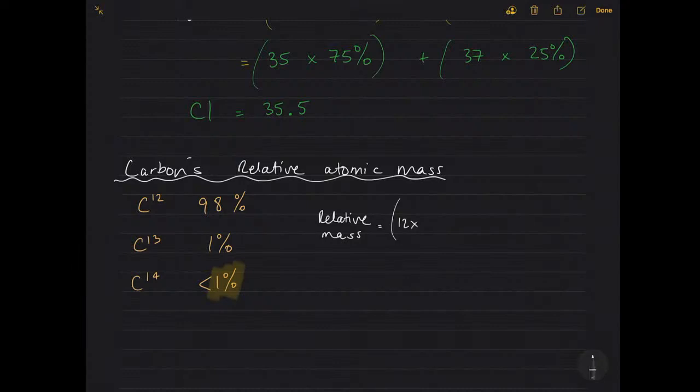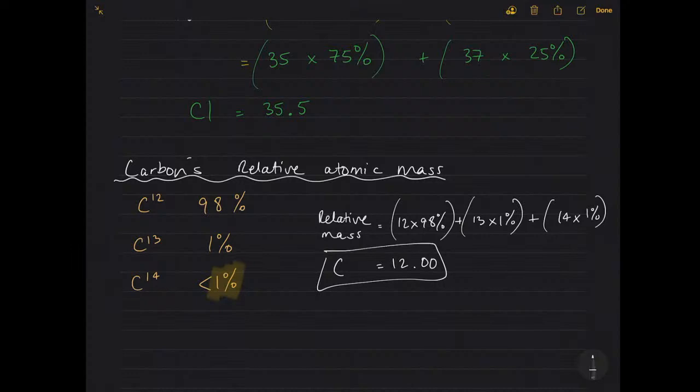Relative mass, 12 times by 98% plus 13 times by 1% plus 14 times by 1%, which gives you 12.00, and then if you continue, eventually there's a change in the number. For now, we'll stick to 2 decimal places or 1 decimal place. And that is why carbon has a relative atomic mass in the periodic table of 12.